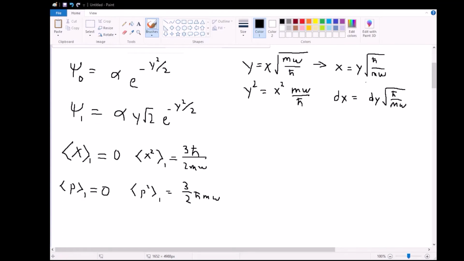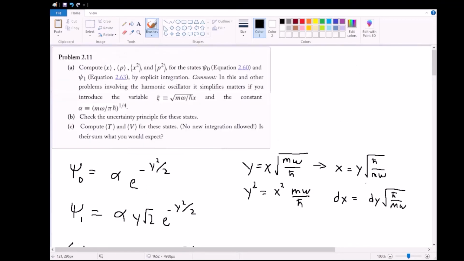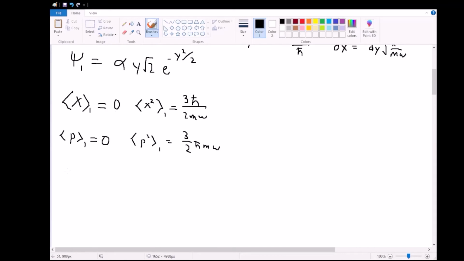Let's start by doing part B, which is to find the uncertainties in x and p, and then verify that the uncertainty principle is in fact still true. So standard deviation in x, or the error in x, is equal to the square root of expectation value of x squared minus the expectation value of x itself squared. Since the expectation value of just x itself is 0, this is going to be equal to the square root of 3 h bar over 2m omega.